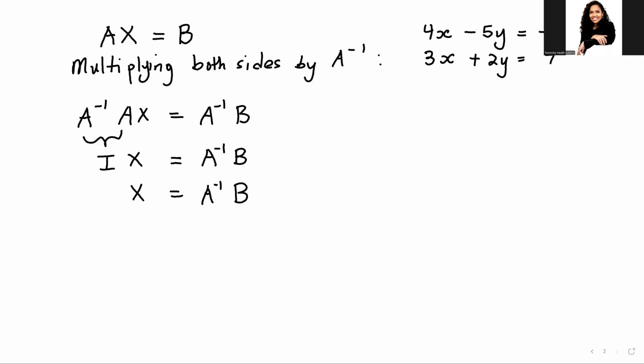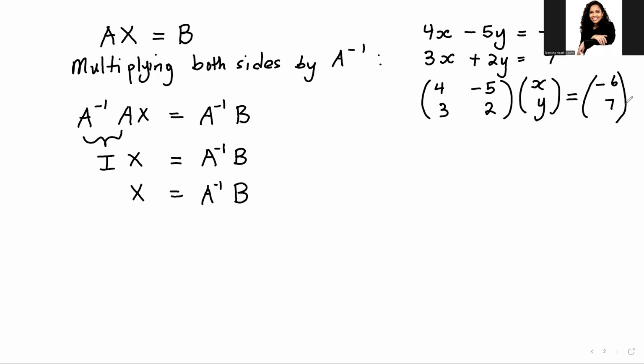The first thing that you do is you obtain what we call the matrix of coefficients, or you could just call it the matrix equation, right? So what we do is we take the coefficients of x and y, and we put them in matrix form. So here it'll be 4, negative 5. Then on the bottom for the second equation, it will be 3 and 2. And we put x and y here. This is equal to negative 6, 7. So I get a matrix equation, right?